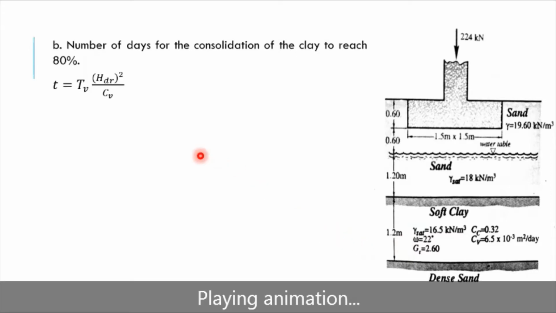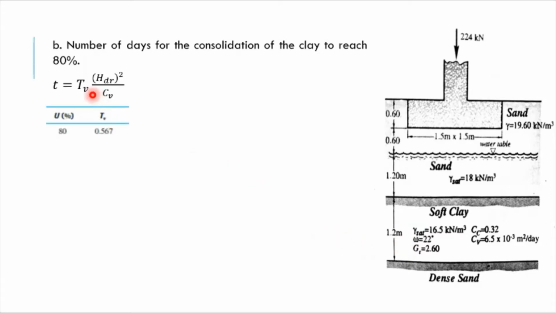Therefore, TV rather, in percent U, if it's 80% consolidation, from the table is 0.567. Therefore, 0.567 multiplied by 0.6 squared over CV, which is given as 6.5 times 10 raised to negative 3 meters squared per day. This will give us 31.40 days in order for the clay to reach 80% consolidation.